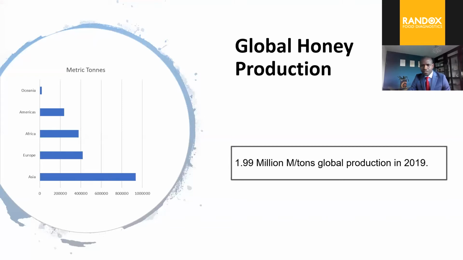Again, if we look at the global production, there's close to 2 million tons that was produced globally last year in 2019. If you look at the geographical distribution of that production, Asia, especially China, is dominating. Europe is the second largest in production, Africa is coming third, and America is fourth, and Oceania, I think, has the least production.